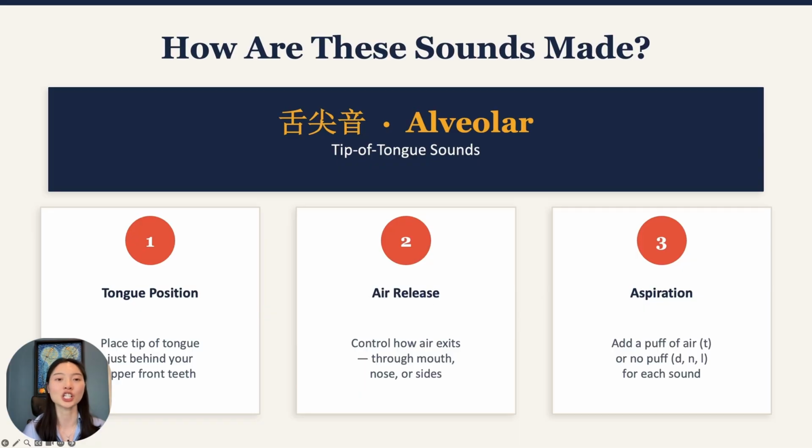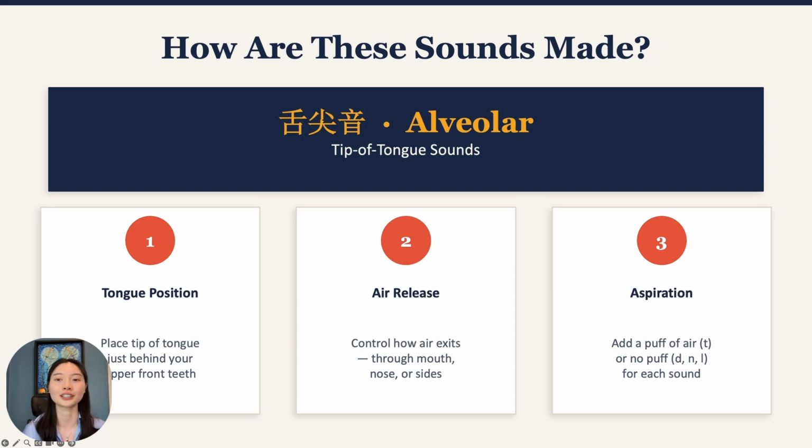In the last episode, we covered b, p, m, f, the sounds made with your lips. Today, we are learning 舌尖音. What is 舌尖音? 舌尖 means the tip of the tongue. 音 means sound. So 舌尖音 simply means sounds made with the tip of your tongue. And all four sounds today, d, t, n, l, are 舌尖音.